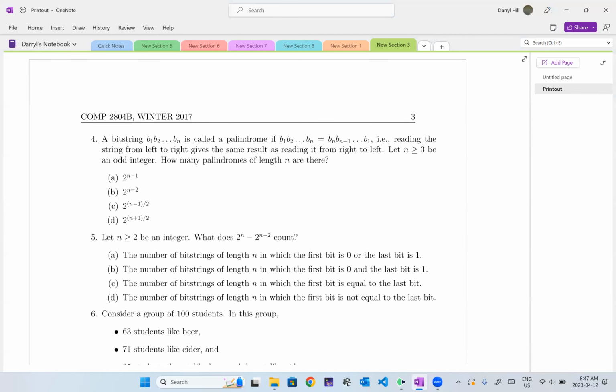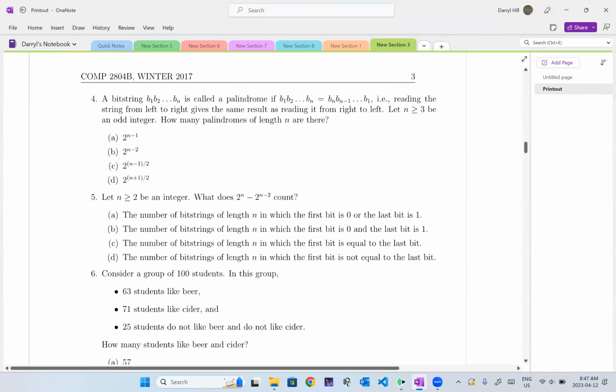So yeah, a bit string is called a palindrome if it's the same forward and backwards.